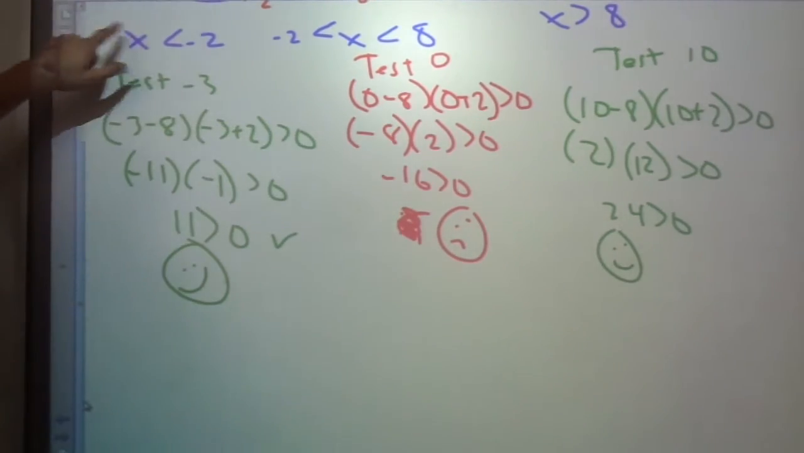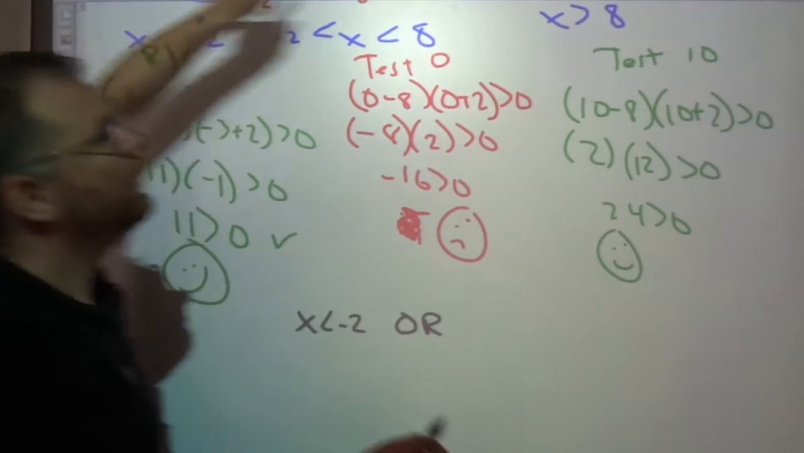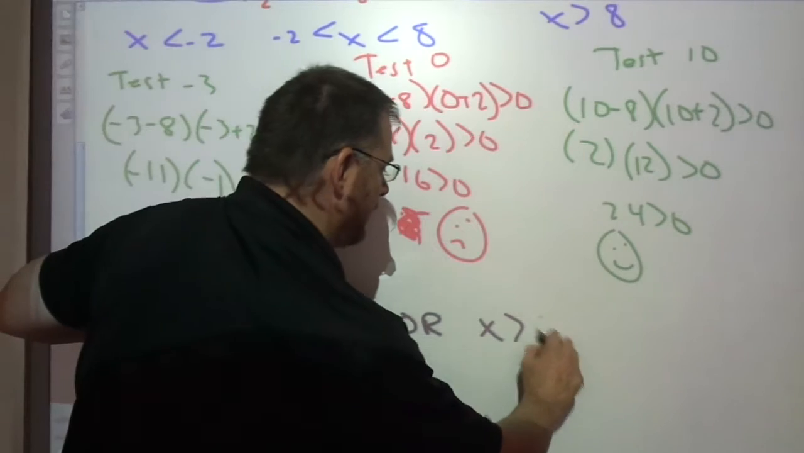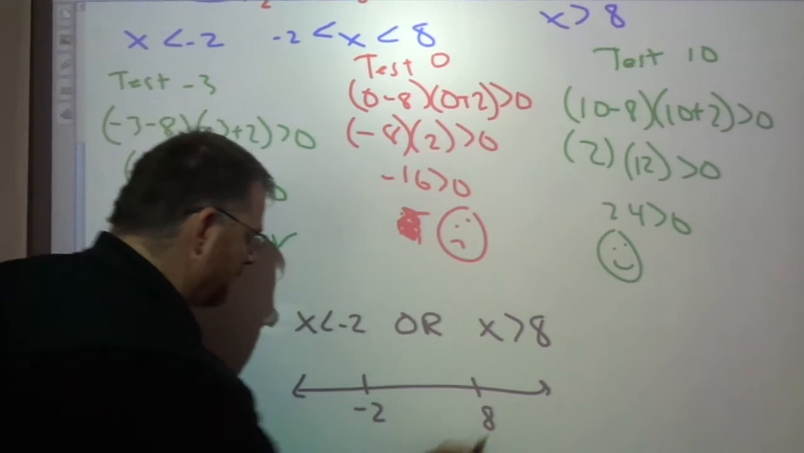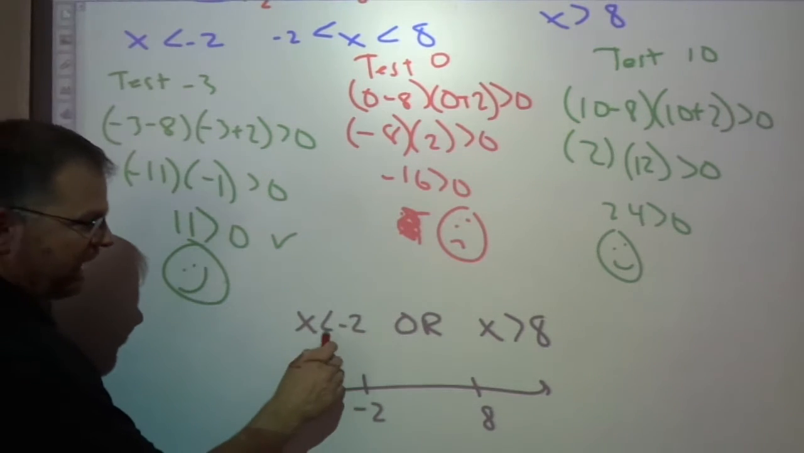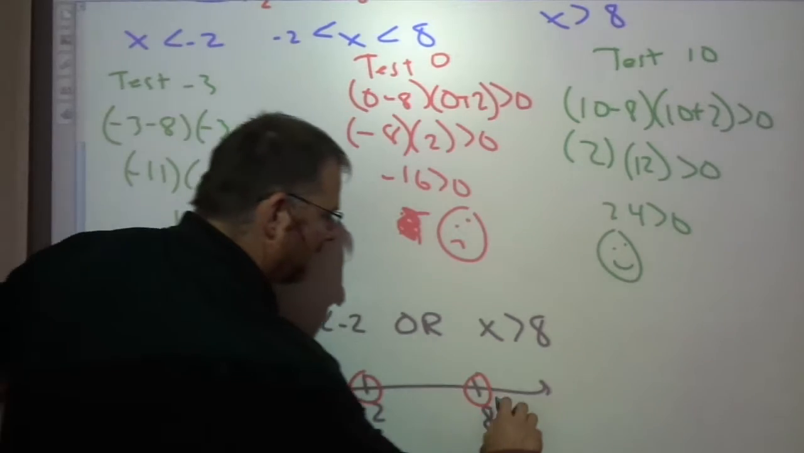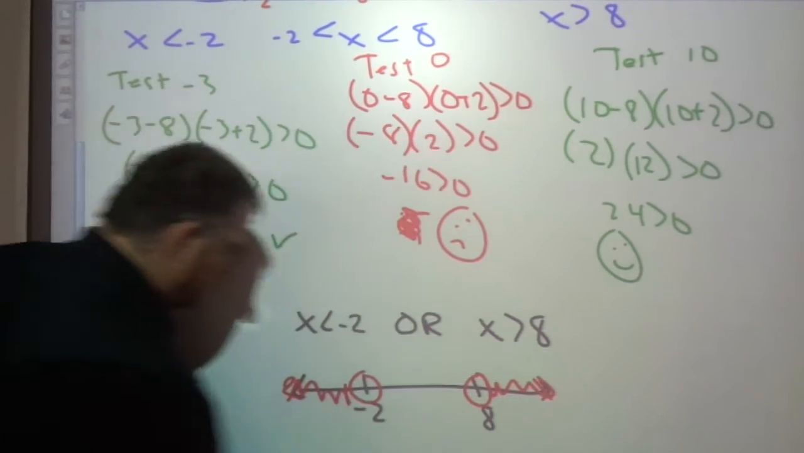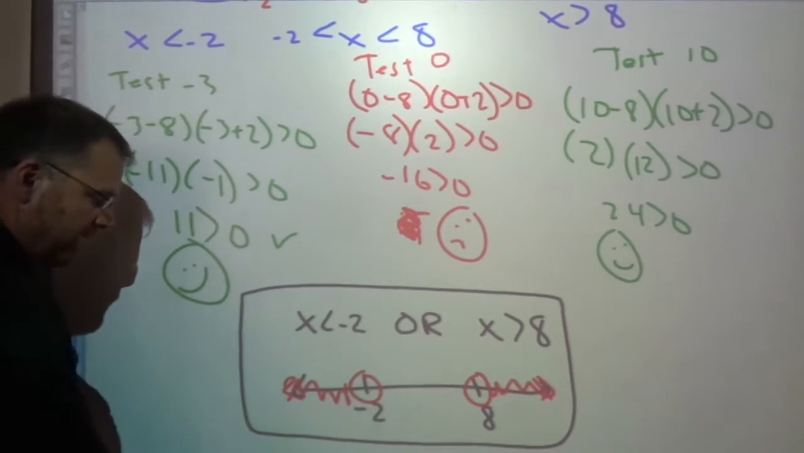So I'm going to express my answer as x can be less than negative 2, or it could be a number that is greater than 8. I put that on my number line. Here's negative 2. Here's 8. I'm going to be shading open circle and all the way down, open circle and all the way up. I like to put arrows on it to show that it keeps on going. This is what your answer should look like.